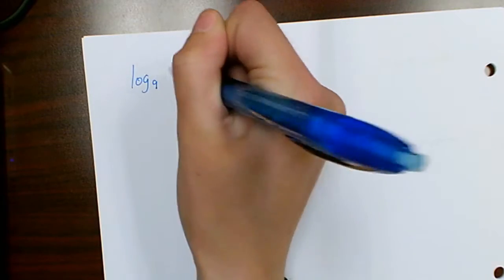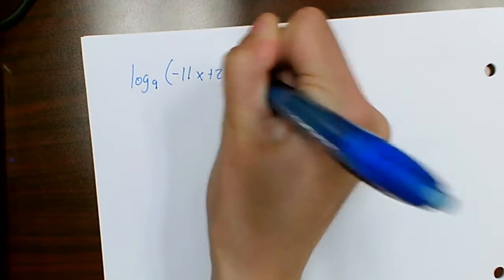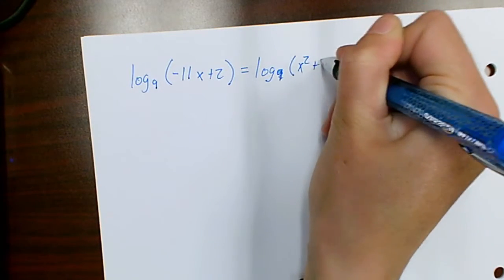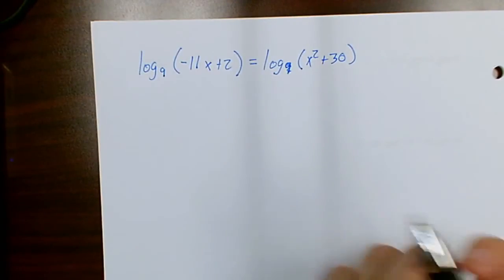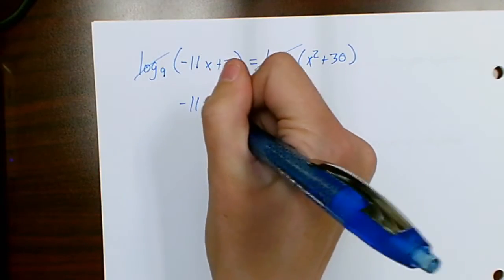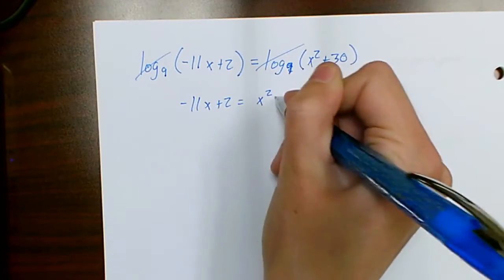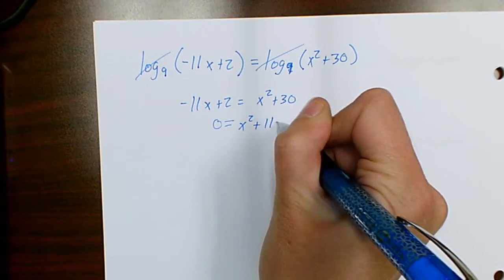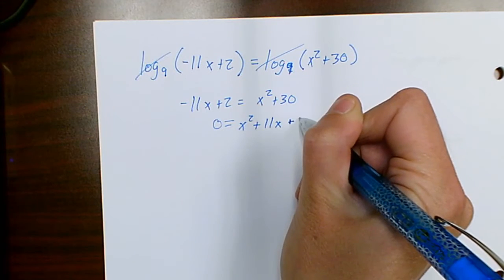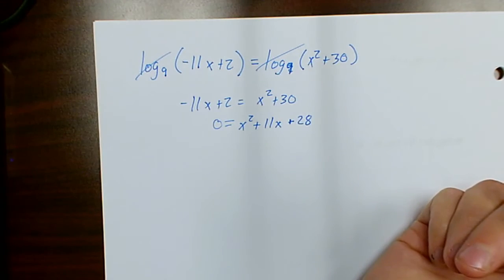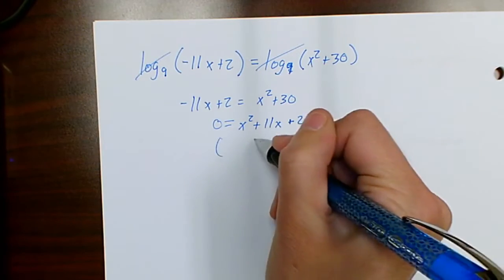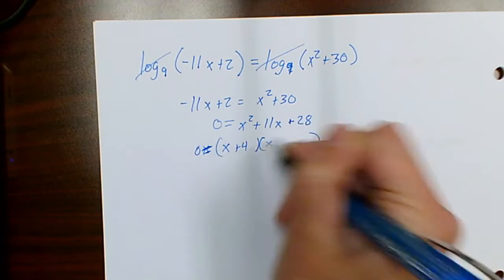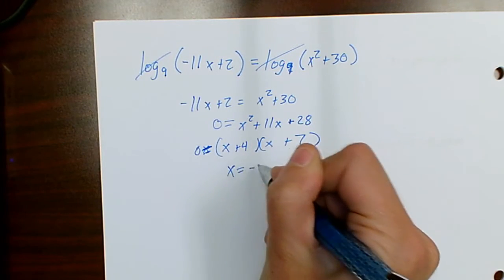Log base 9 equals log base 9. Okay, again, log base 9s, drop them. So these are pretty simple. When you drop them, I'm going to move everything over to one side, plus that would be 28. And then, oops, let's see here, that would have to be a +4 and a +7. So x has to be -7 and -4.